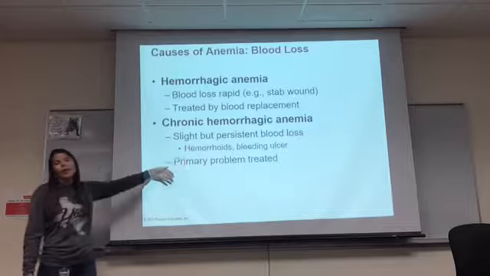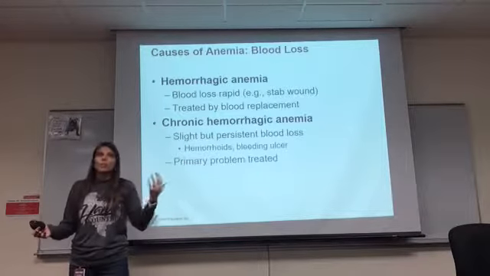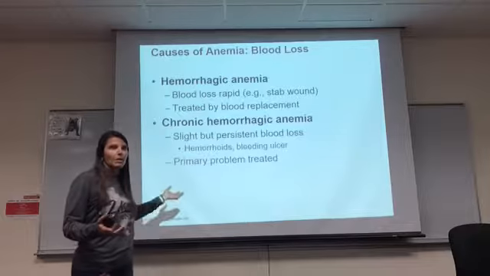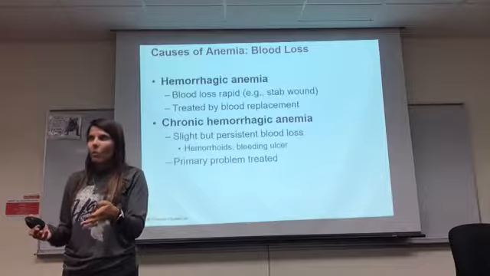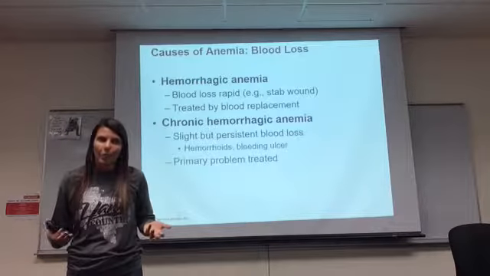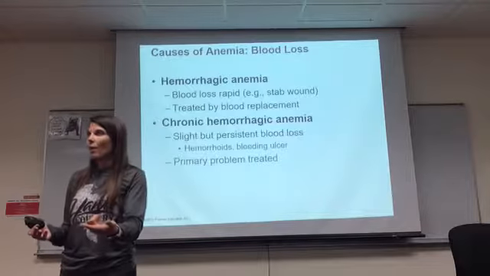You're losing the blood, you're anemic. How do we fix that? You don't just give someone iron if they're anemic because they keep losing blood. You fix the problem. So the anemia is what we call a secondary problem. You wouldn't have the anemia if you didn't have that primary problem.